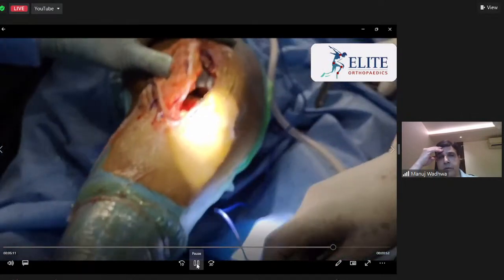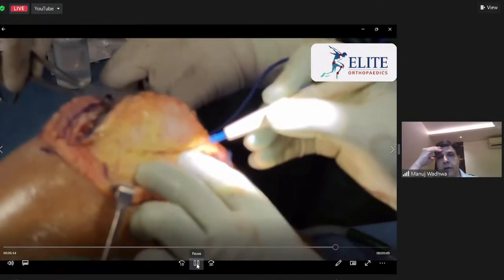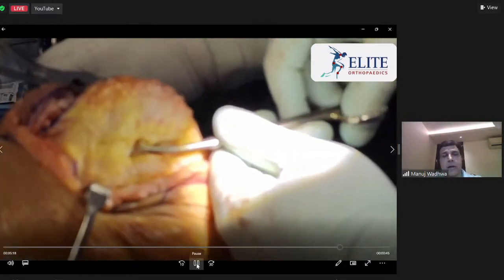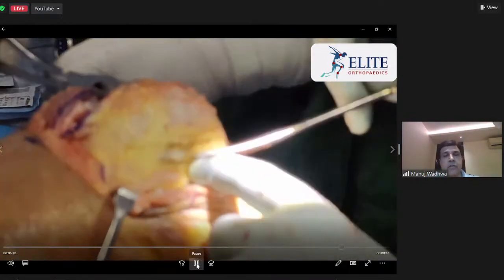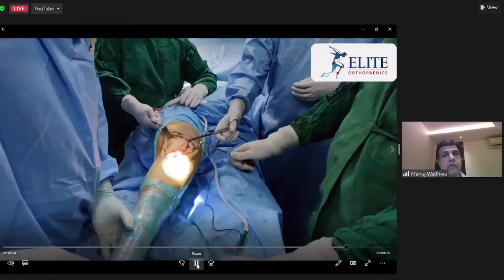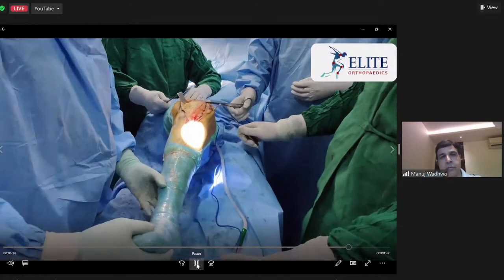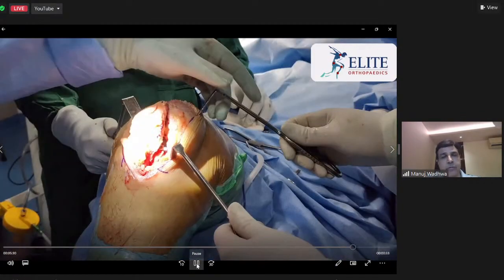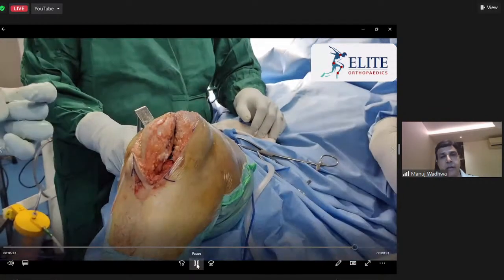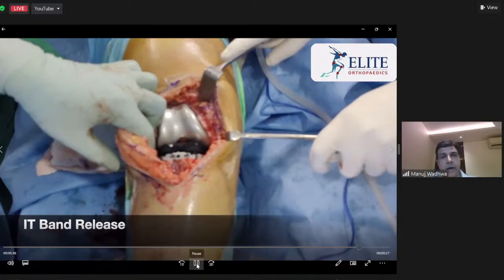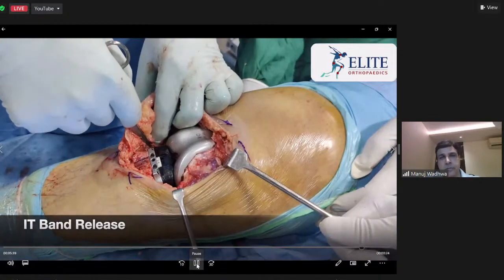Another problem is the tracking. Still, you see very tight lateral structures and your patella is subluxating laterally. So I prefer an outside-in release, saving the geniculate. Release the tight lateral structures and gradually you will see your patella start fitting into the femoral sulcus. On flexion, the patella is seating very well and you have full flexion achieved. Still, one component is left, that is external rotation of the tibia because of the tight IT band. So IT band release is done.